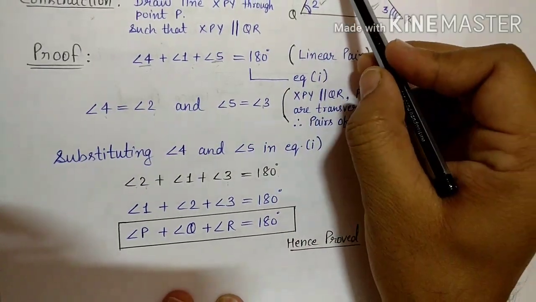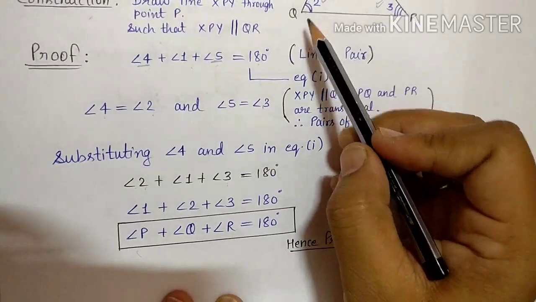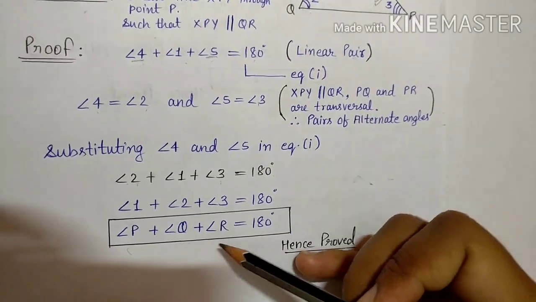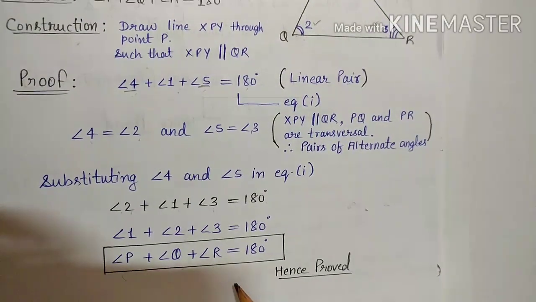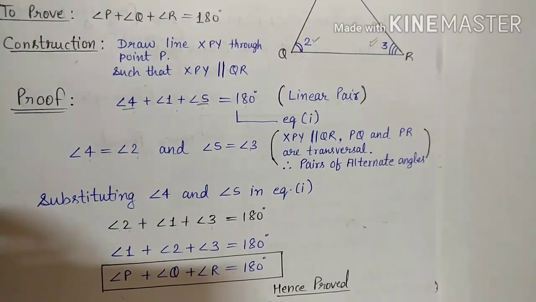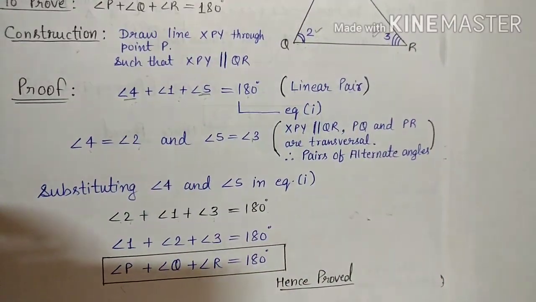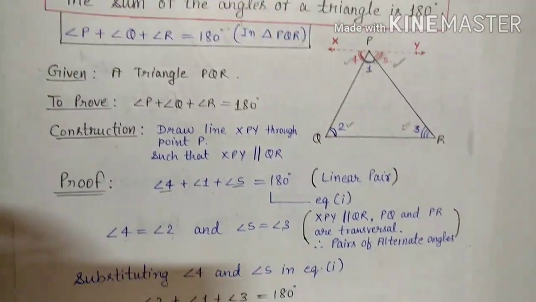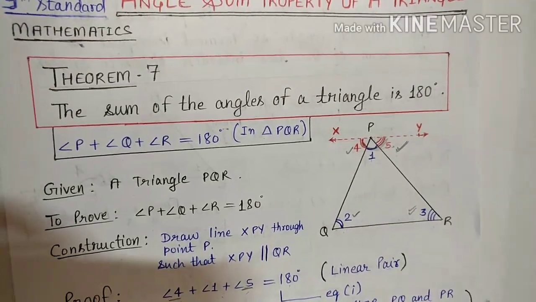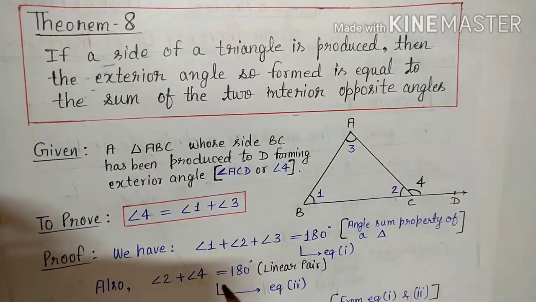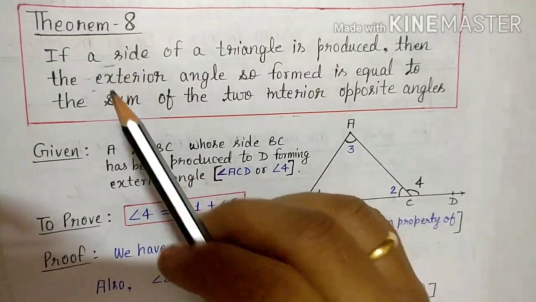Now what is angle 1? That is angle P. What is angle 2? That is angle Q. What is angle 3? That is angle R. So angle P plus angle Q plus angle R equals how much? 180 degrees. Just check what we have to prove. We have to prove the same thing. So we have proved this theorem. So we can say that the sum of all the angles of a triangle is how much? 180 degrees.